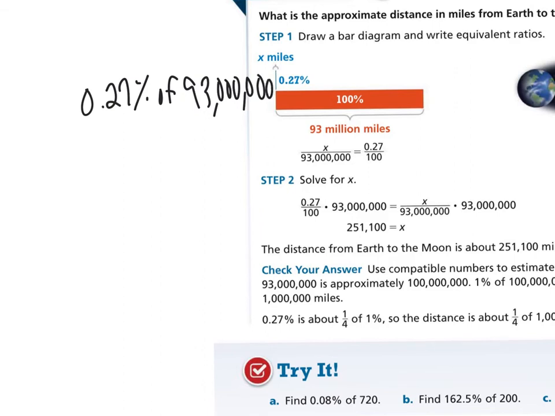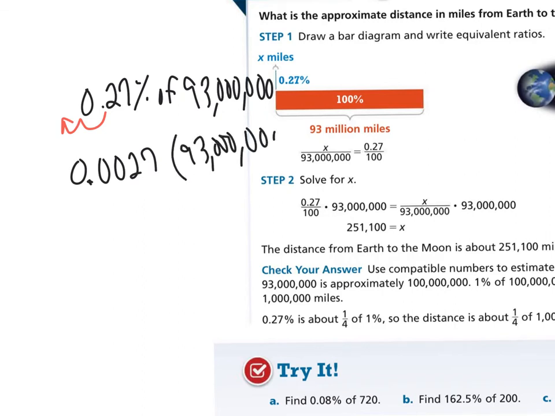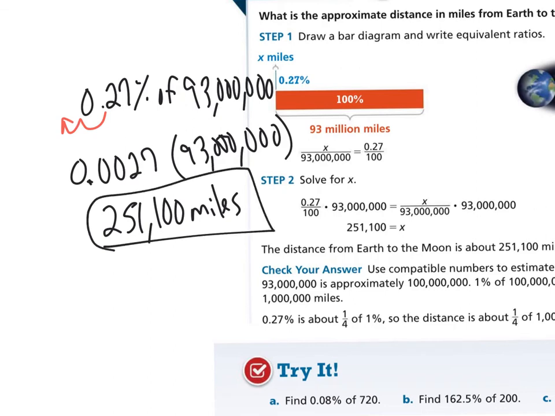Understand 0.27%, that's still a percent. We still have to move our decimal 2 places to the left. So that'd be 27 ten-thousandths times 93 million. And we should get the same answer as the book here. 251,100. Okay. Still a pretty good distance, but nothing compared to the distance to the sun.